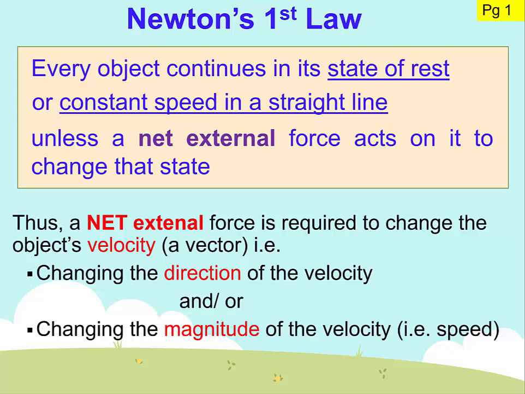Velocity is a vector, so it has a direction and magnitude. So as long as either the magnitude or the direction or both are changed, we say that the net external force is required. Why is net external force required? Can we have other kind of forces?